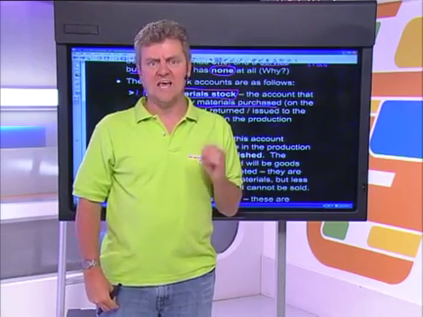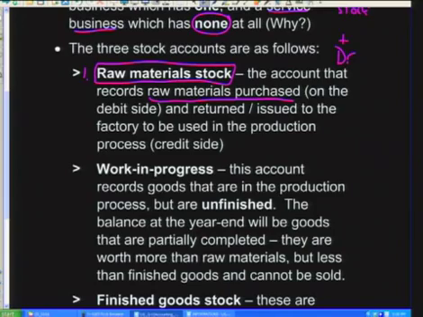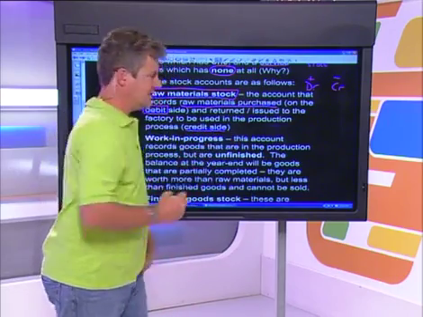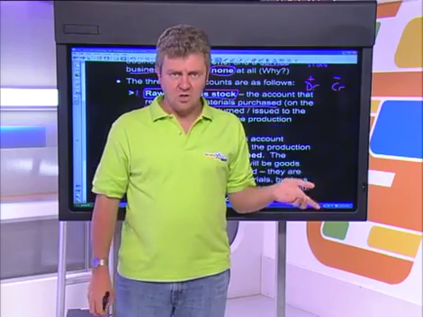You should know, mindsetters, that stock accounts are always assets, which means that they go up on the debit side and they go down on the credit side. So when you purchase raw materials, you are going to make an entry on the debit side of your raw materials stock account, and when you return stock or when you issue raw materials for production, you are going to make an entry on the credit side.